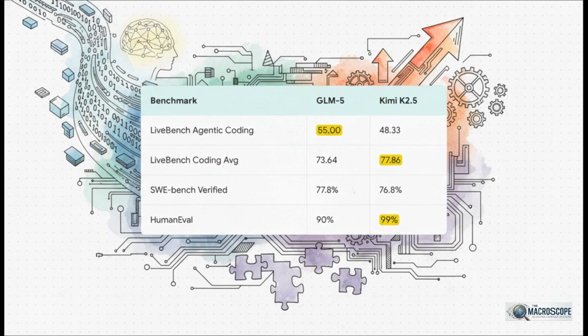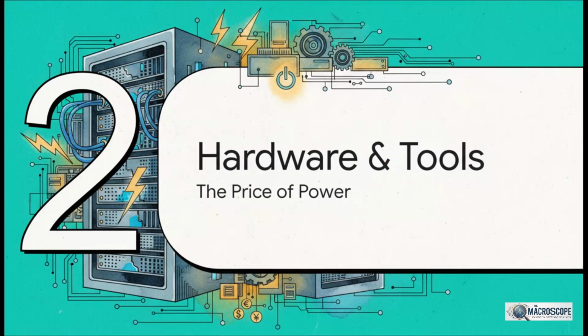Check it out. On the LiveBench benchmark for agentic coding, that's the complex stuff, GLM 5 is the undisputed #1 open source model. But then you look at the standard coding average, and Kimi K 2.5 jumps into the top spot. But the number that really just makes your jaw drop? That 99% score for Kimi K 2.5 on HumanEval. That's for pure, raw code generation. A near-perfect score is, well, it's just insane. So yeah, these models are incredibly powerful. But all that power, it comes at a price.